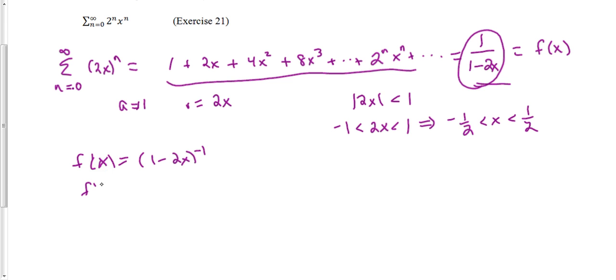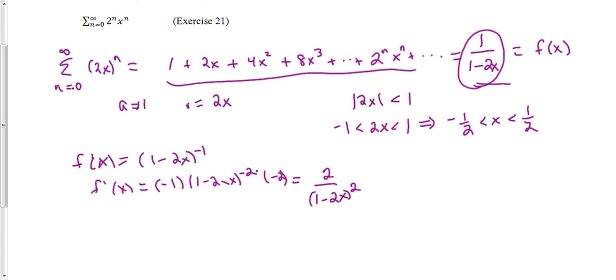And that means that f prime of x is going to be equal to, I'm going to have a -1 here because I'm going to bring my power down. I'm going to have (1 minus 2x), and I decrease that power by 1, so I get -2. And then I have to take the derivative of what's inside, which is going to be a -2 because that's what's in front of the x. And so when I organize all of this, my negatives are going to cancel, and I'm going to have 2 over (1 minus 2x) squared. So that's the function part.